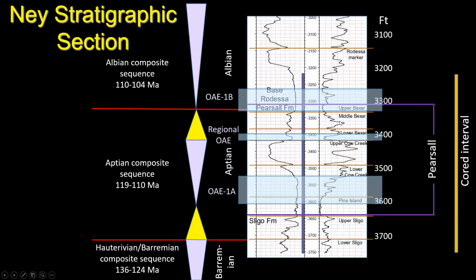To the left are composite sequences of Phelps et al. 2013. Composite sequences, and remember inside of here there are third-order sequences. Overprinted on the wireline log are the three OAEs as shown by the light blue. OAE 1A, regional, and 1B. We will revisit this figure many more times during this presentation.